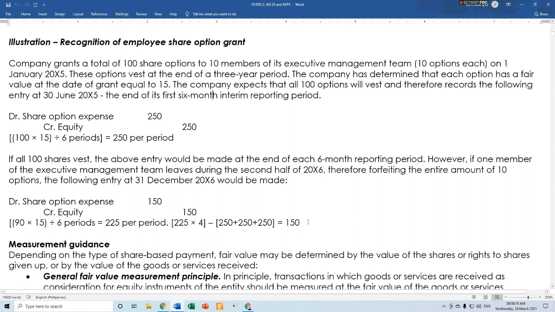Tapos, ito na lang i-expense natin. So, that's going to be 150 na lang. So, ibig sabihin, cumulative computation kasi tayo, wala naman tayong prior period adjustment. So, ang i-adjust lang natin yung expense natin for the current period. Okay? So, yan siya. So, normal lang naman yung computation na yan.